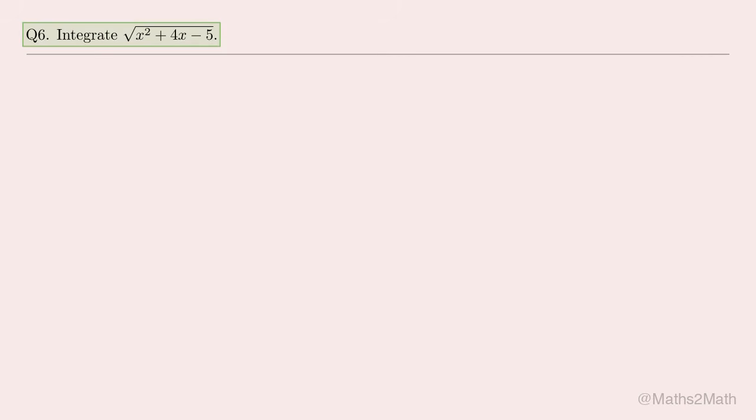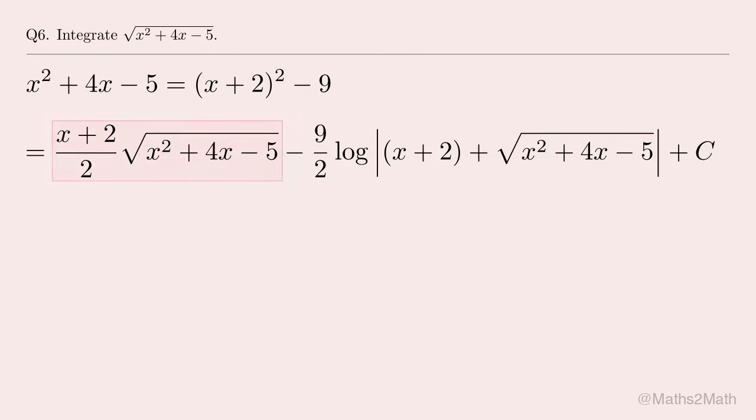Question 6. Another minus form with a squared 9, x plus 2 squared minus 9. Complete the square. Half u root minus 9 halves log.